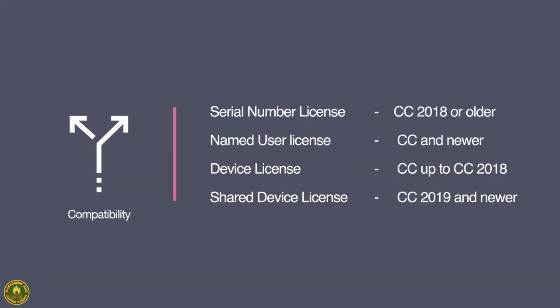Compatibility: serial number licenses will work for most versions of the suite from 2018 and older. Named user licenses will work with most of the Creative Cloud suite, if not all. Device licenses will work with most of the CC suite up until about CC 2018. And shared device licenses will only work with 2019 and newer. As 2019 and newer is the only suite supported on macOS Catalina, that means you'll need either NUL or SDL, that's named user license or shared device license, with a minimum of CC 2019 for any devices running Catalina or newer. Also worth pointing out is that VDI is not supported with SDL.